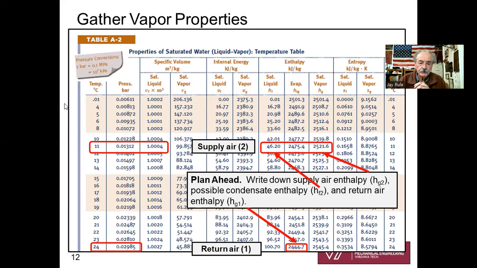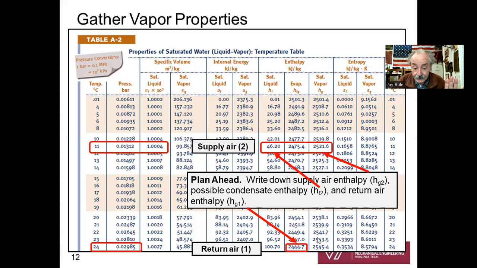The next thing we want to do is go to state 1 and 2 and gather some properties. Okay, and so state 1, this is the return air. This is the hot air coming back from the rooms, 24 degrees C. We will write down P sub G. P sub G is 2.985 kPa. Another thing we'll do, we'll look ahead. We know we're going to have to use the first law to determine the heat transfer rate.